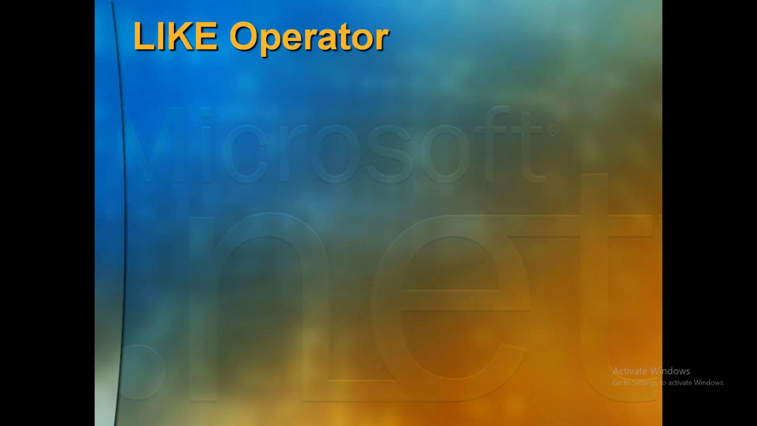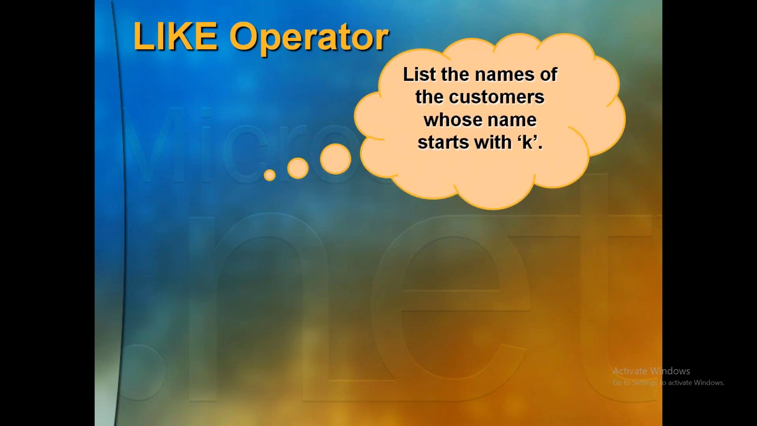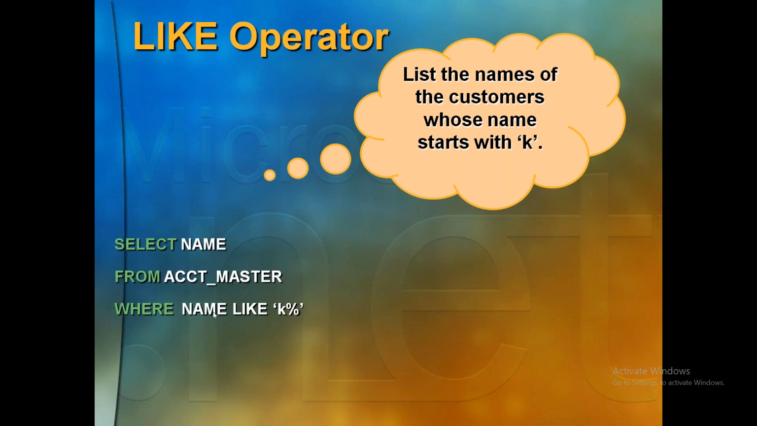Now, the LIKE operator. I wanted to get the list of names of the customers whose name starts with K. So I want to use a LIKE operator, which is called a wildcard operator. Select name from account master where name like 'K%'. What is the meaning? The first letter should be K, and the remaining letters can be anything. The percent sign means that.